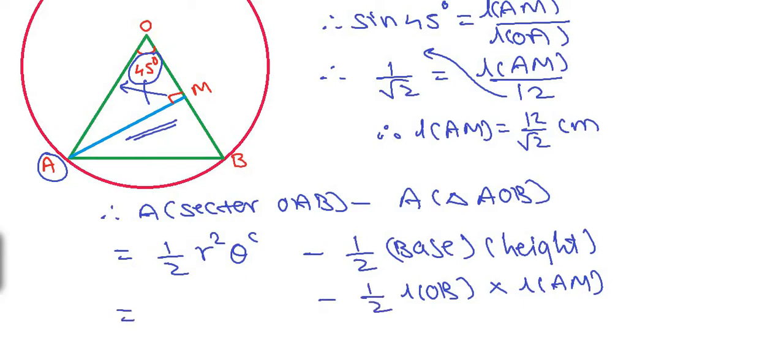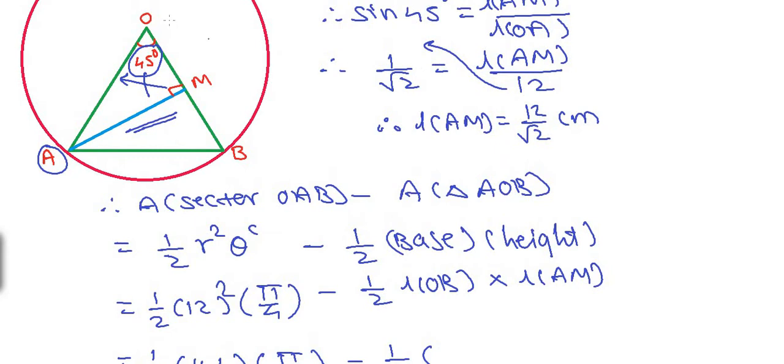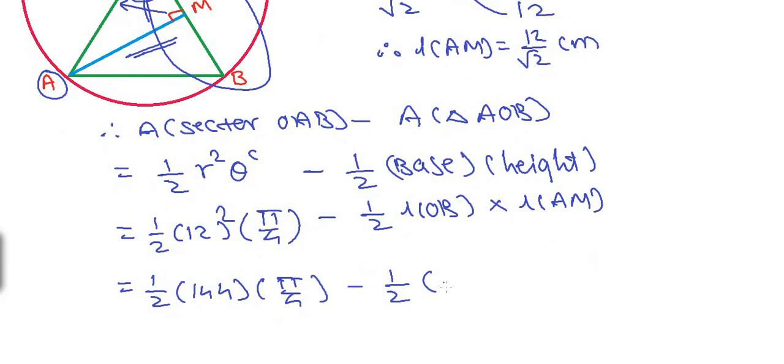Now we shall substitute the values for sector also. Half into r square, radius is given 12 square, into theta in radian, which is pi by 4. Okay, so that is equal to half into 144 into pi by 4 minus half into length OB. Length OB is the radius. Just have a look at the diagram. This is length OB, which is the radius of the circle. So length OB is equal to radius 12 multiplied by length AM. We have calculated it just now, 12 divided by root 2.